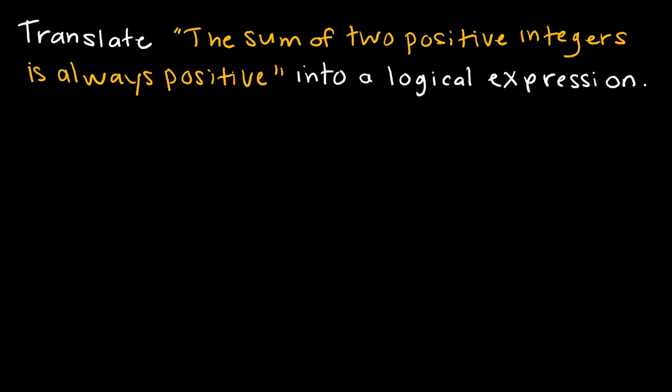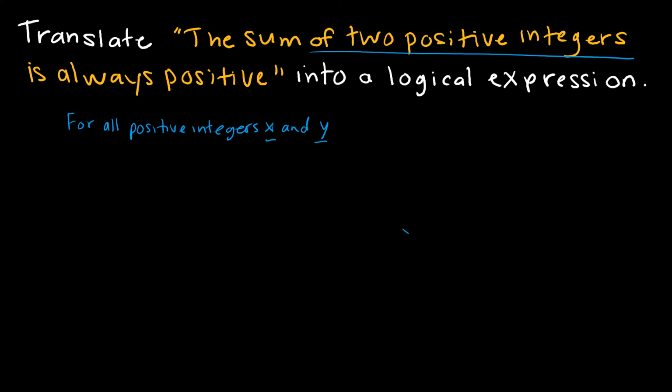First of all, I'm dealing with the sum of two positive integers. So my first step when I'm thinking about translating is, instead of looking at a phrase like the sum of two positive integers, I'm going to look at something like, for all positive integers x and y. So that's the two positive integers. Instead of two positive integers, I'm replacing it with x and y.